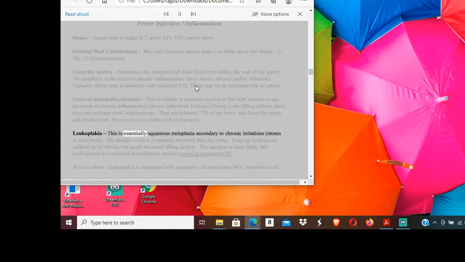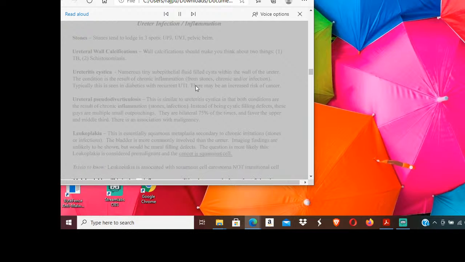Leukoplakia. This is essentially squamous metaplasia secondary to chronic irritation, stones or infections. The bladder is more commonly involved than the ureter. Imaging findings are unlikely to be shown, but would be mural filling defects. The question is most likely this: leukoplakia is considered premalignant, and the cancer is squamous cell. Trivia to know: leukoplakia is associated with squamous cell carcinoma, not transitional cell.